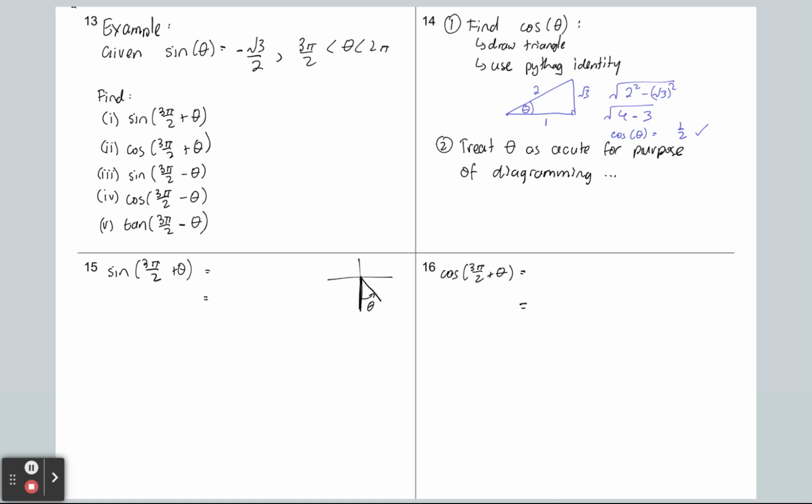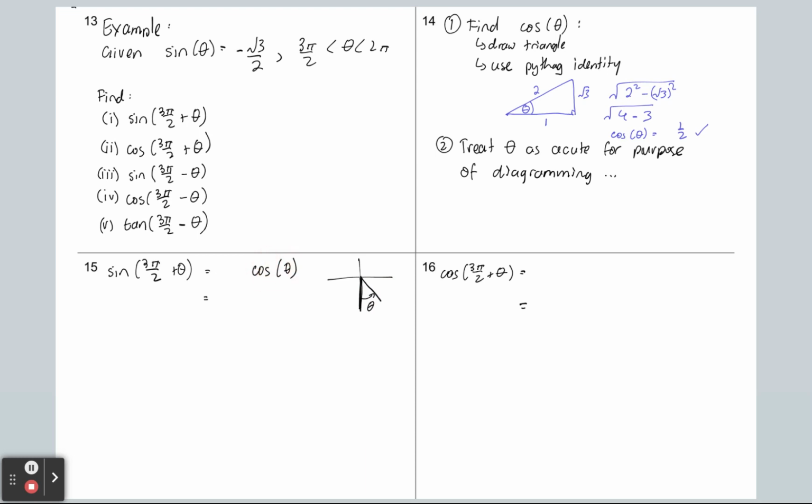So then I take sine of 3 pi on 2 plus theta and go straight into making it cos of theta. And then I just need to work out whether it's positive or negative. So in this quadrant here, only cosine is positive. However, we're not talking about this cosine.